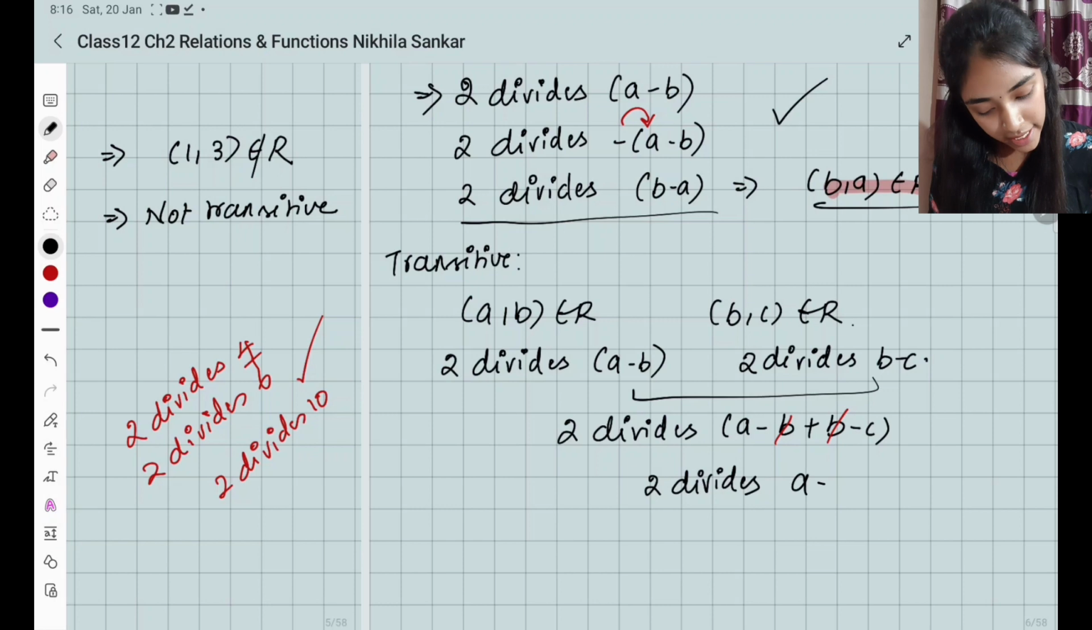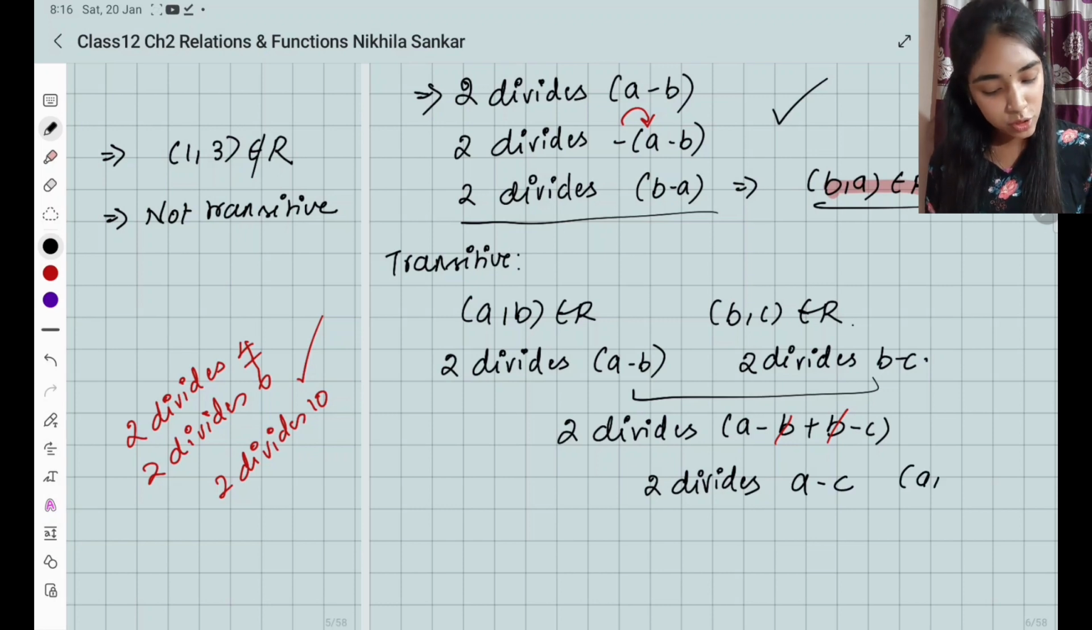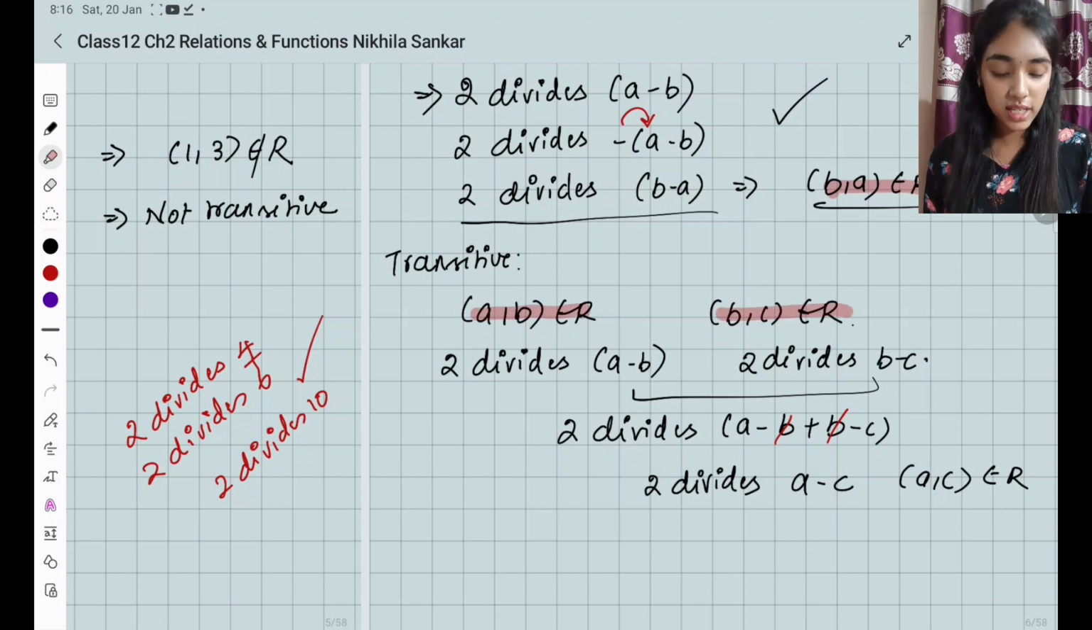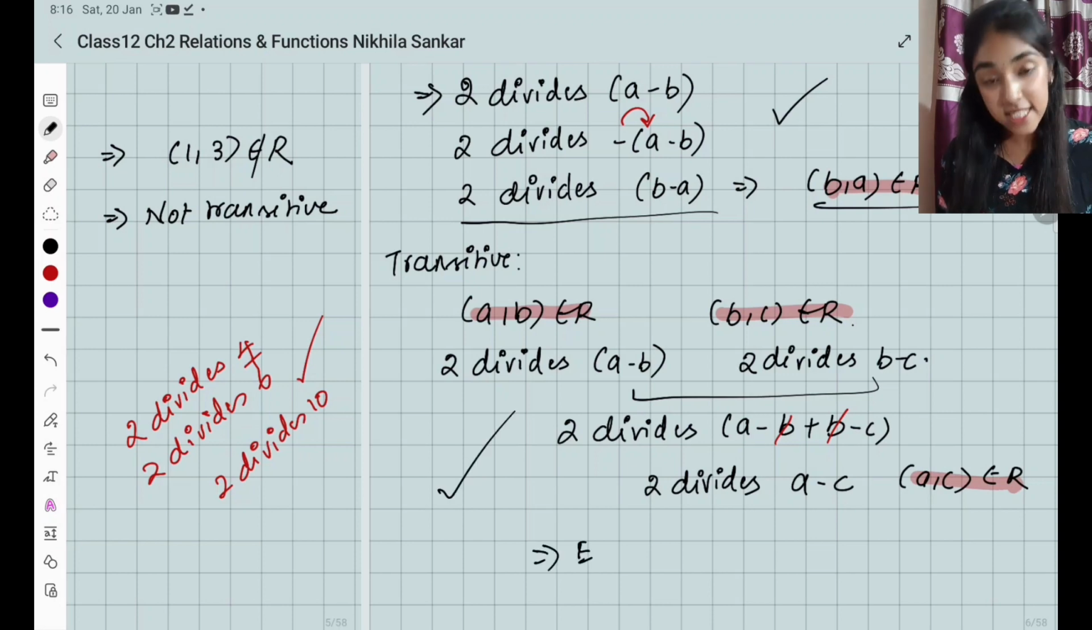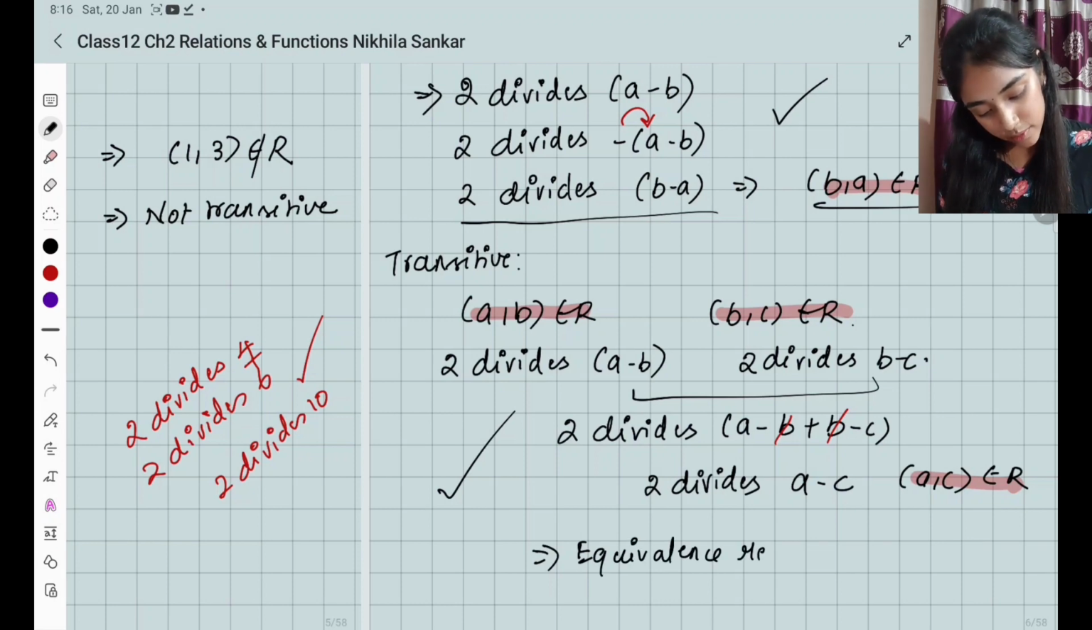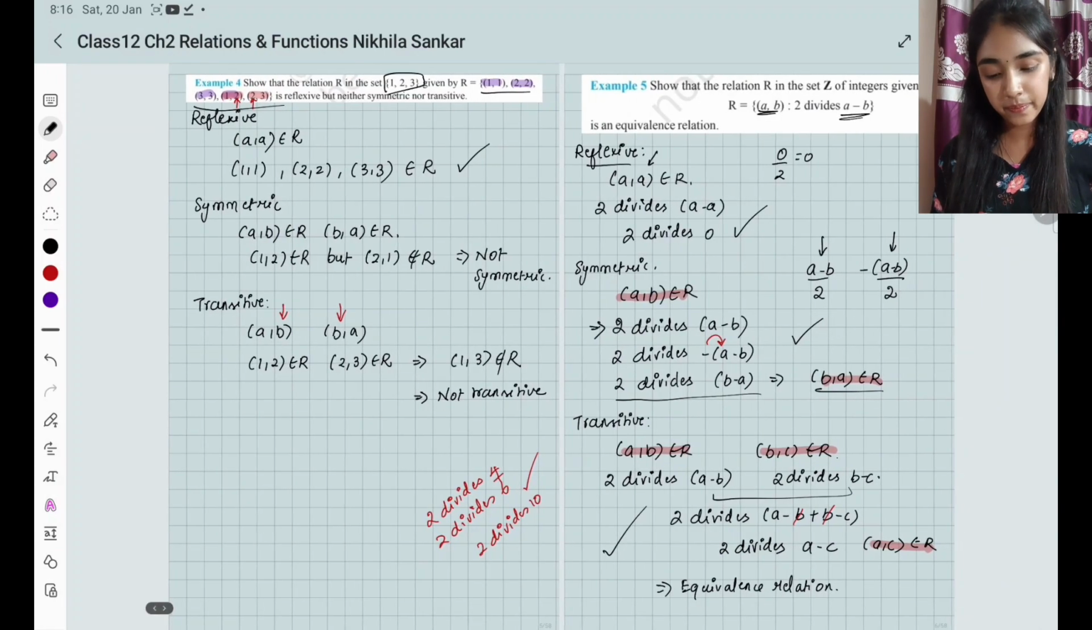So I have a minus c. A minus c na அர்த்தம்? a, c also belongs to the relation. So you have ab belongs to the relation, bc belongs to the relation, which means ac also belongs to the relation. So this relation is going to be transitive, and hence since it is reflexive, symmetric and transitive, it is going to be an equivalence relation. Okay, exam la இந்த மாதிரி final answer எழுதணும். Please copy.